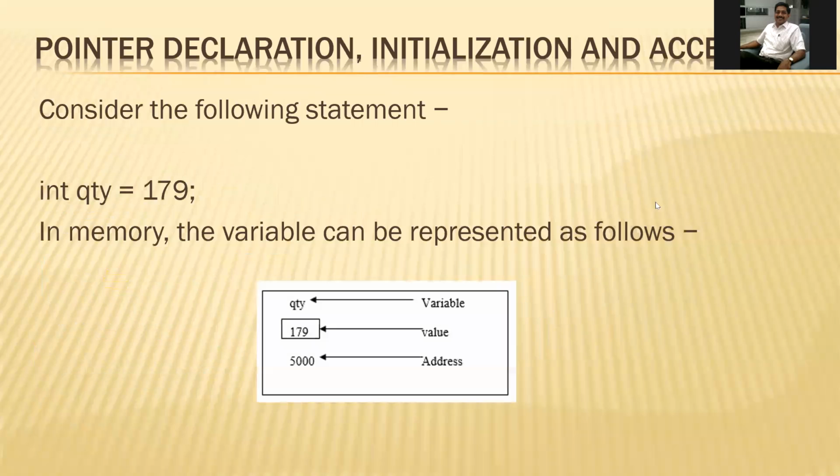Okay. Now, again, we shall revise those things which are called pointer declaration, initialization of the pointer, and how to access any pointer. Consider the following statement. For example, integer quantity, qty, is equal to 179. 179 is a value. See here, this is a value. And what is quantity? This is a variable.